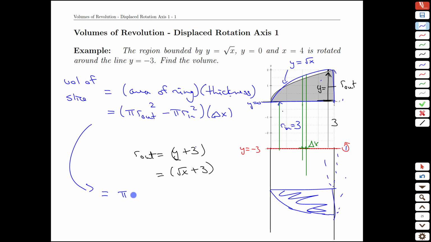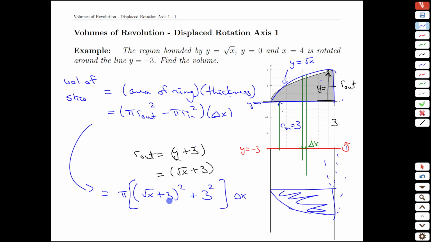We're going to have a common factor pi. The outer radius is root x plus 3. We're going to square that. And then the inner radius is always 3. That was over here. We're going to square that. And then we have delta x. And that's the hard part done.